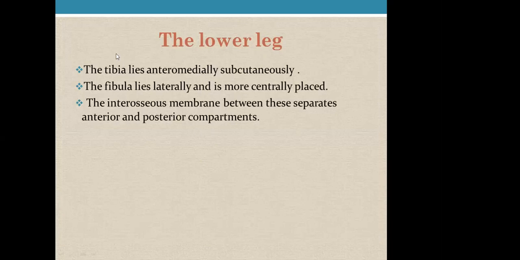Now, the lower leg. The tibia lies anteromedially, subcutaneously. The fibula lies laterally and is more centrally placed than the tibia. The interosseous membrane between these separates the anterior and posterior compartment. So the anterior and posterior compartments of the lower leg are dependent on the interosseous membrane, which lies between the tibia and fibula.